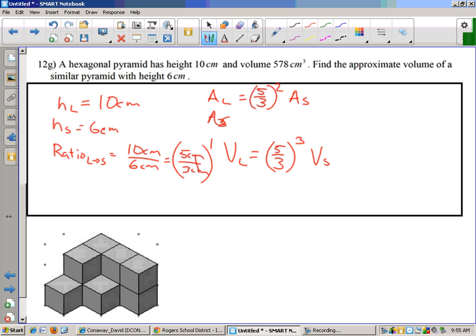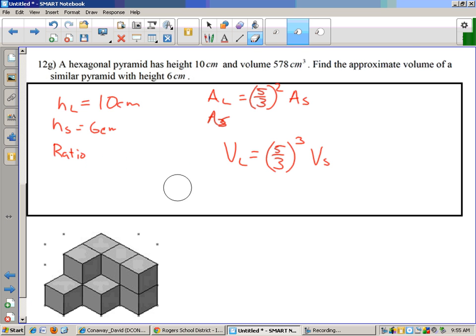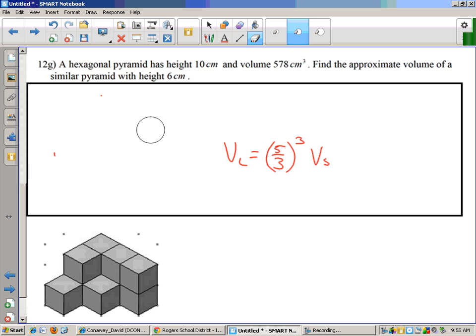So now we can forget all the rest of this. We've got our formula. Our formula is that the volume of the large one should be equal to 5/3 cubed the volume of the small one. So now, which one did they give us? They gave us the volume of the large one, right? So we need to just plug it in here.